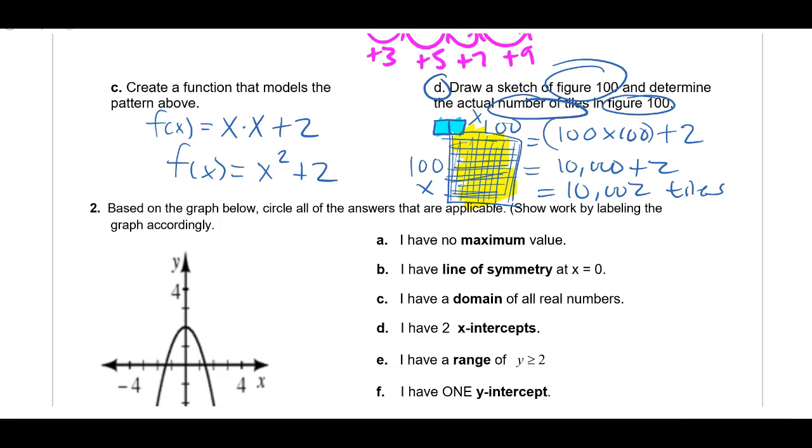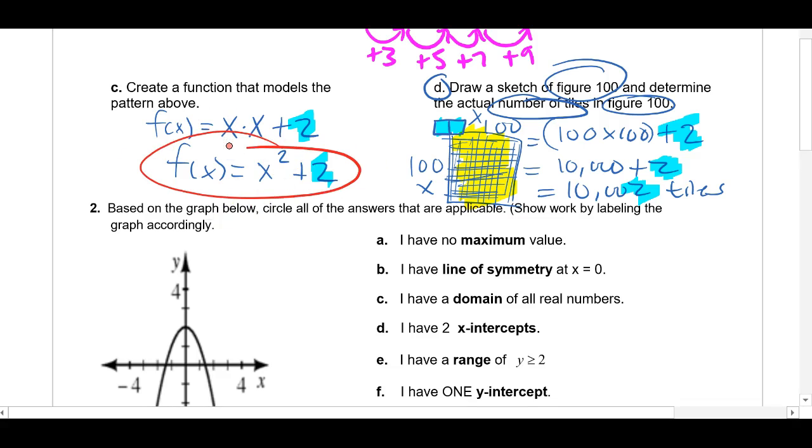And again, remember, we had the plus 2 here, that 2 here, the 2 here. Those are those 2 blocks that we had in each picture. And here's that 2 again, and here again. Okay, so again, our function is f of x equals x squared plus 2.